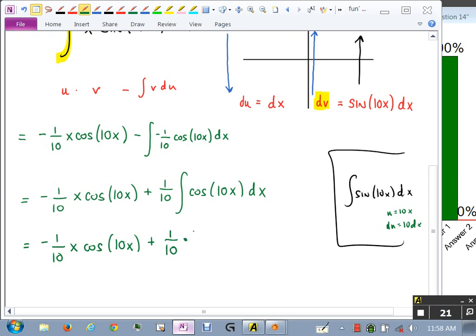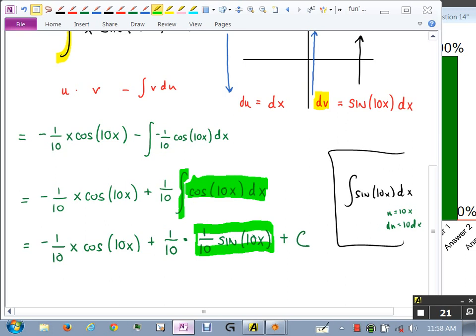Now here's the antiderivative, 1/10 sine 10x. Then plus c. So this antiderivative just gave us this part right here. The integral sign goes away. I guess you could say the plus c is part of that also. This integral here became all this. I don't like all that highlighting.